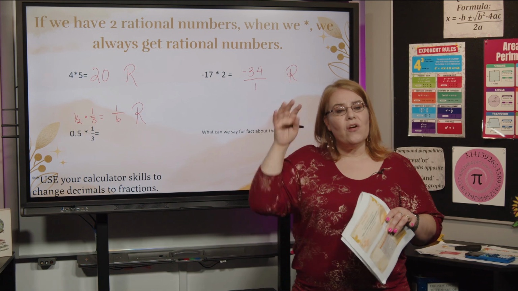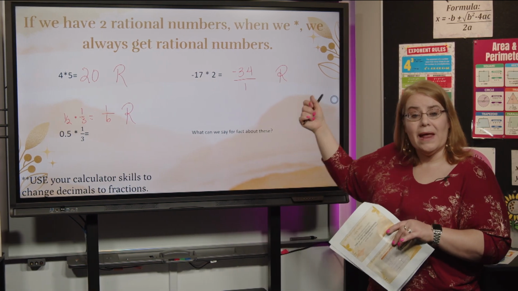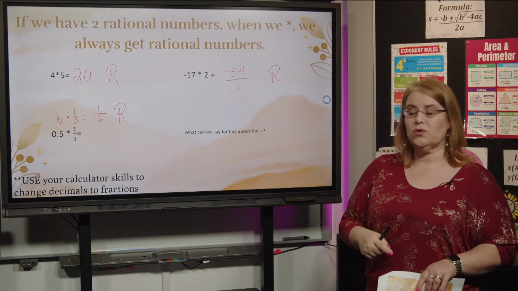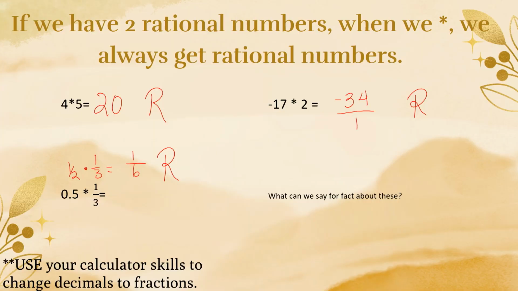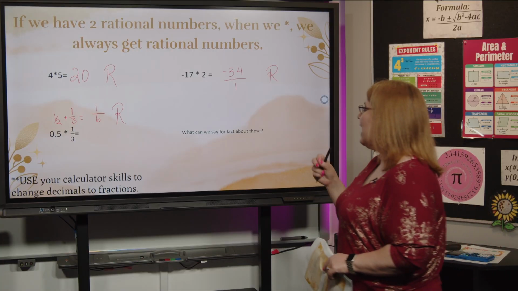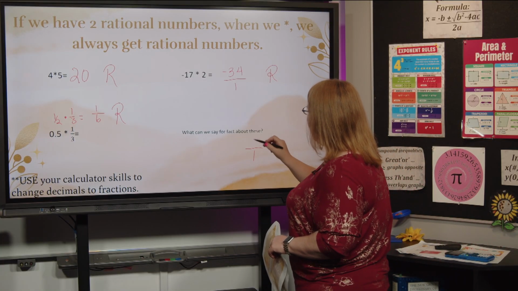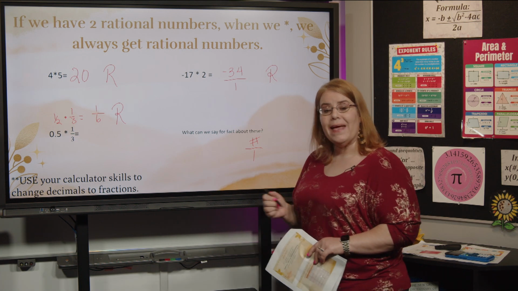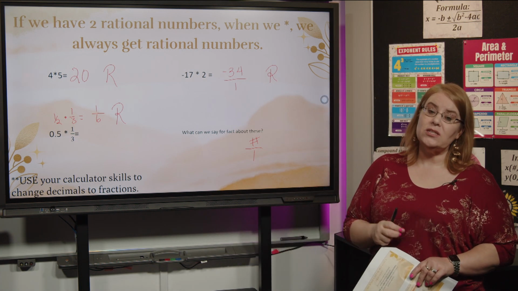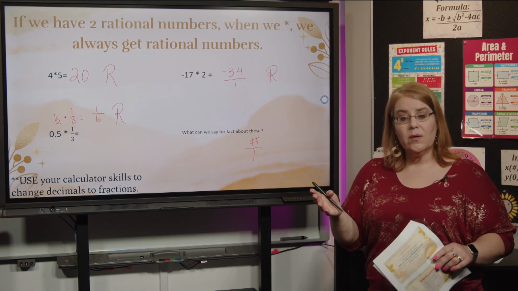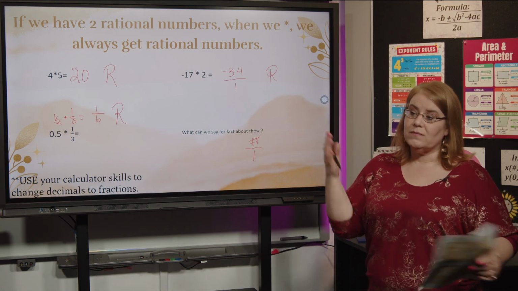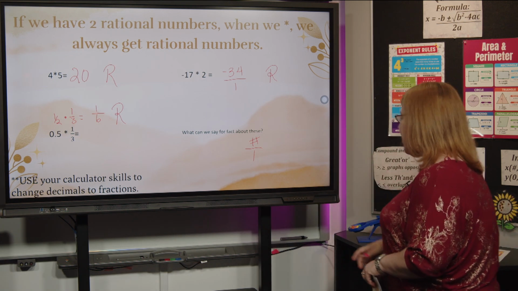So I have 3 examples that tell me when I'm multiplying, I'm always going to get rational if I'm multiplying with rational numbers. Now it says, what can we say for a fact about these? Even if I get a whole number, I can always put a 1 under that number and make it into a fraction. You need to make sure that we're remembering that. If I get a whole number, I can put it over 1 and then I can say it's a fraction. All right, so let's go.